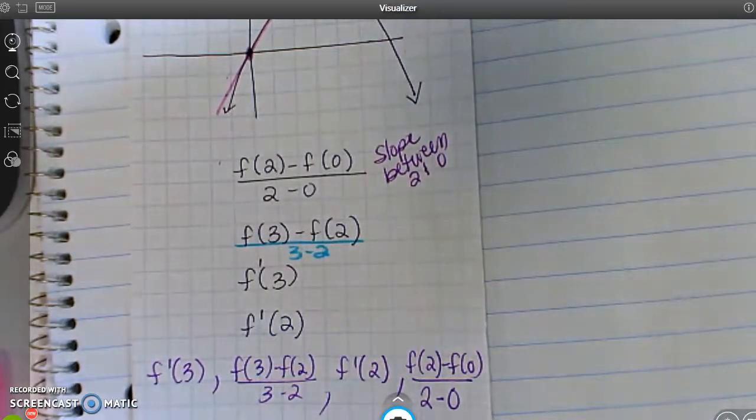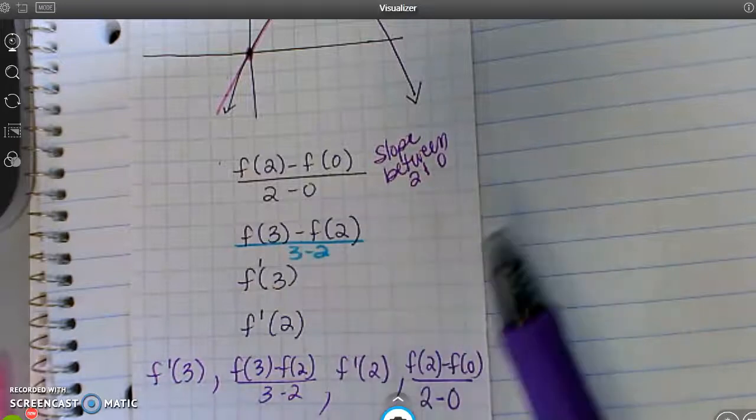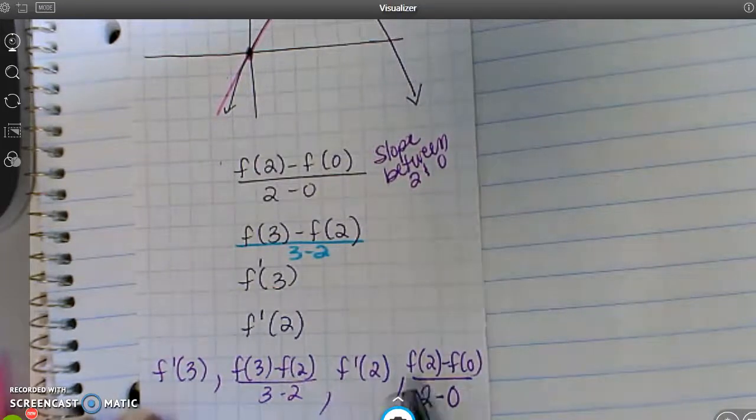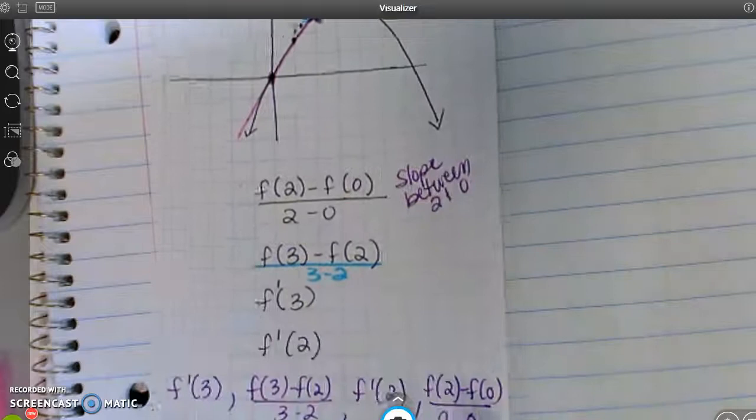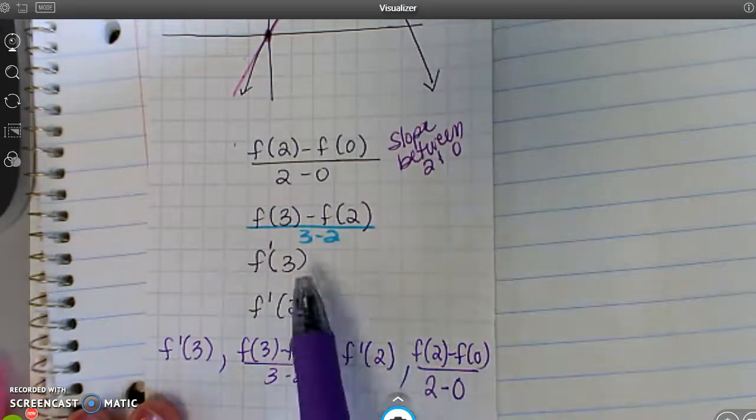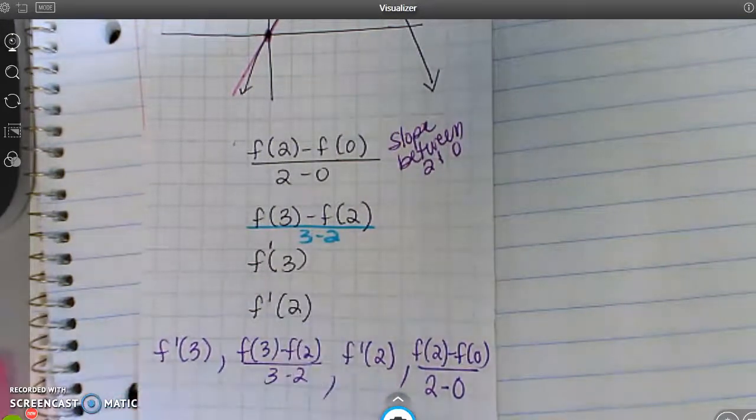So if you have to estimate, just do your best based on what it looks like. If you have to put them in order, think about drawing those lines and think about how steep they are. And if it says f prime, that just means the slope at that point.